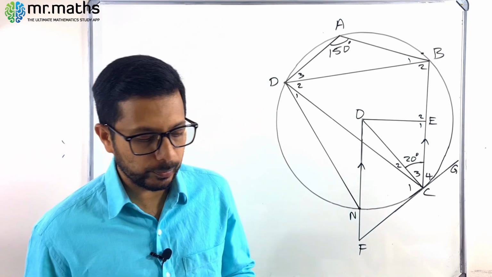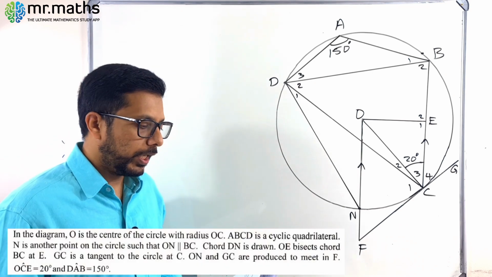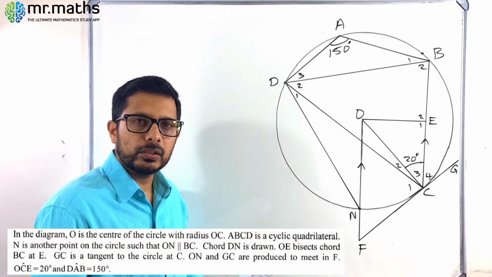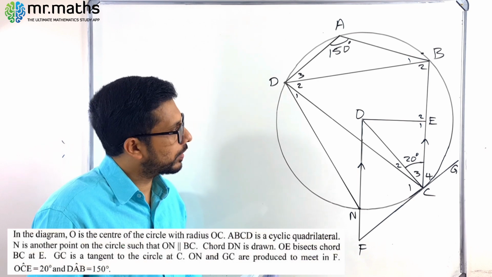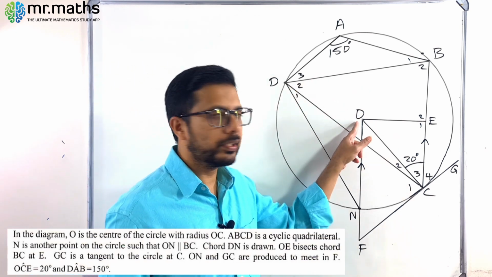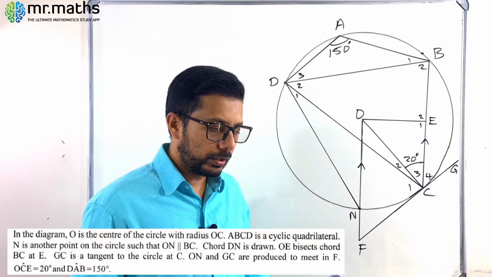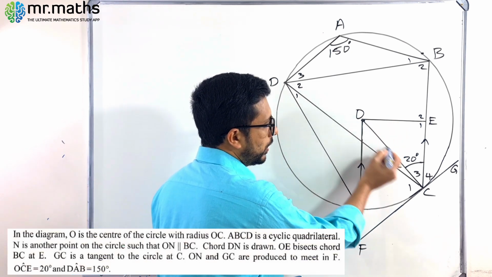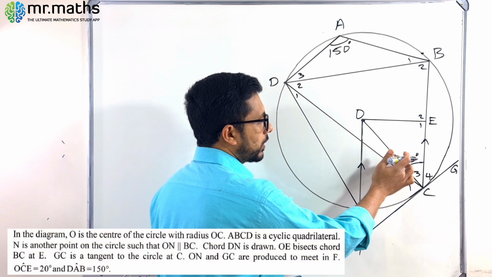So let's start. Question number 8. Look at that question. In the diagram, O is the center of the circle with the radius OC. So this is a circle with the center O, and radius OC. Which line is OC? This line. This is the radius of the circle, OC.